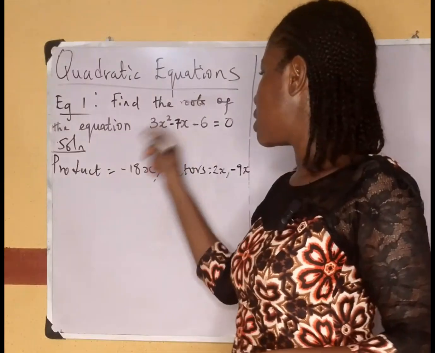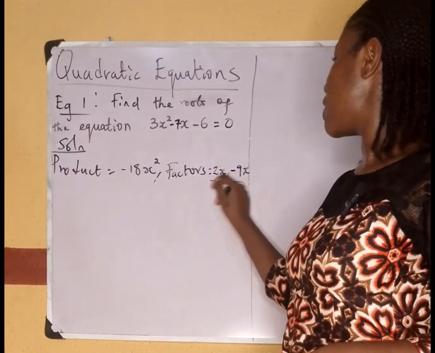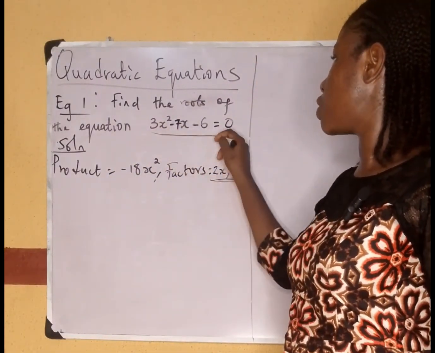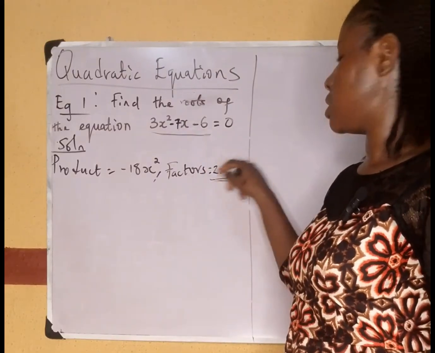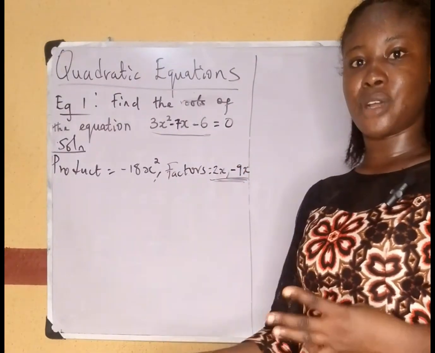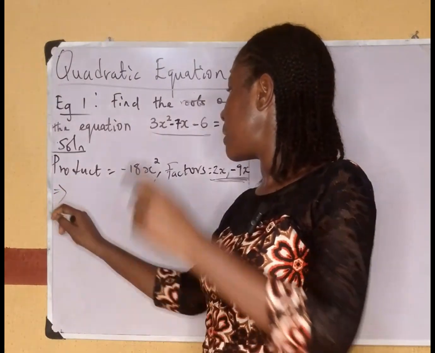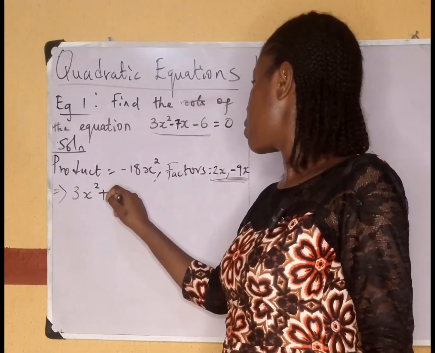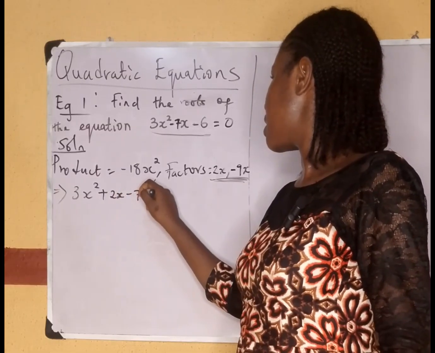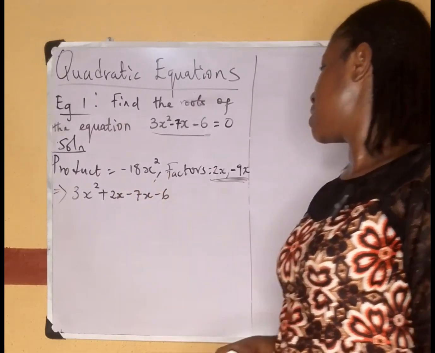Back to this. What we are going to do next is carry those two factors, go back to our equation, take just the expression part, and replace the middle term with these. We are trying to factorize first. So this will now imply that 3x squared plus 2x minus 9x minus 6.